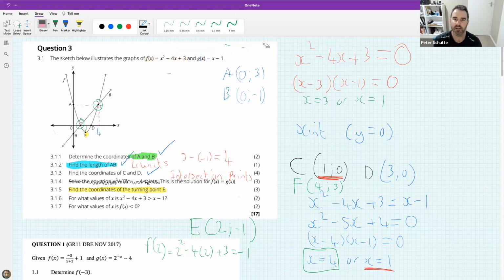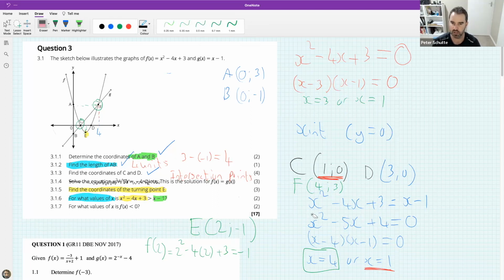Cool. Now things get a little bit more interesting. It says, for what values of x is the following thing true? This by itself looks a bit weird, but I want to ask, where have you seen x squared minus 4x plus 3 before? And where have you seen x minus 1 before in the question?